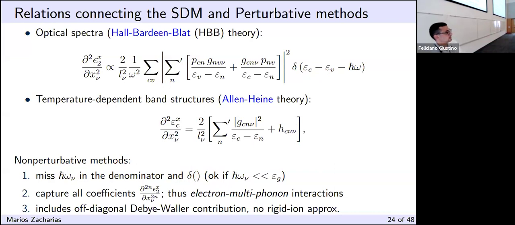On the positive side, we can capture terms beyond second order, and we don't need to evaluate them explicitly. So that will include electron multi-phonon effects. And on top, we don't rely on the rigid ion approximation. So off-diagonal terms in the self-energy, in the real part of the self-energy, are included.